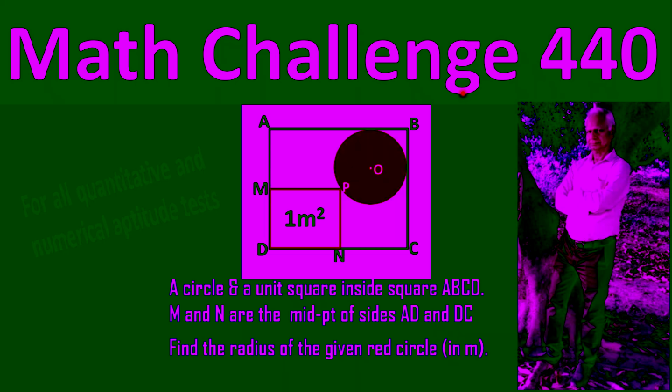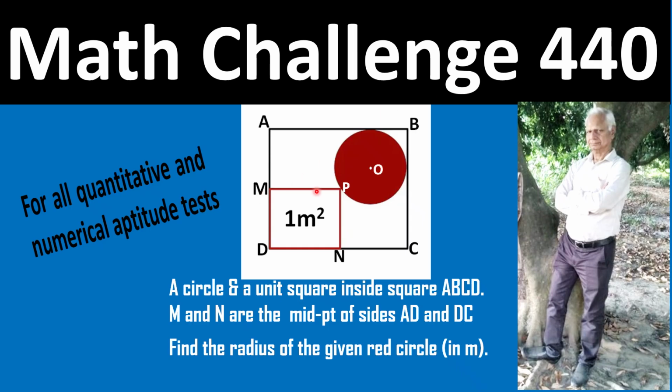In Math Challenge 440, we have a unit square inside a bigger square. ABCD is a bigger square. Inside it, we have a smaller square, and M and N are the midpoints of the sides. M is the midpoint of AD, N is the midpoint of DC. And we have to find the radius of the given red circle with center O. O is the center of the red circle. We have to find the radius of the red circle.